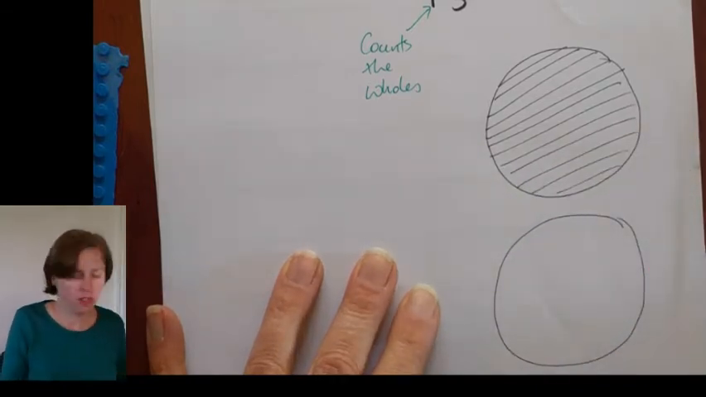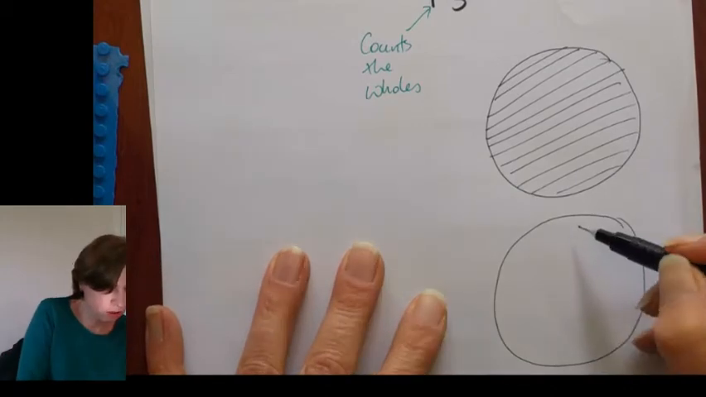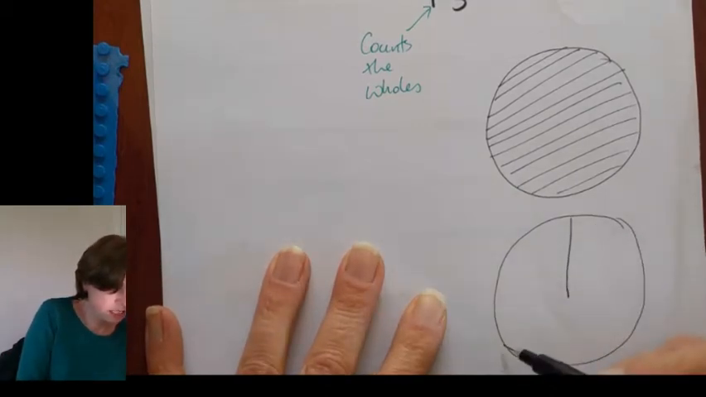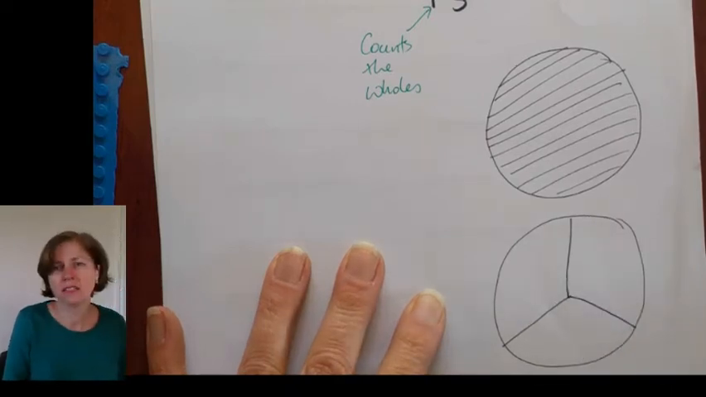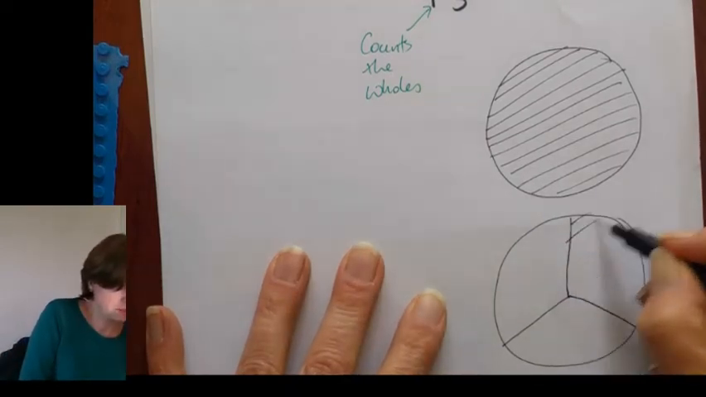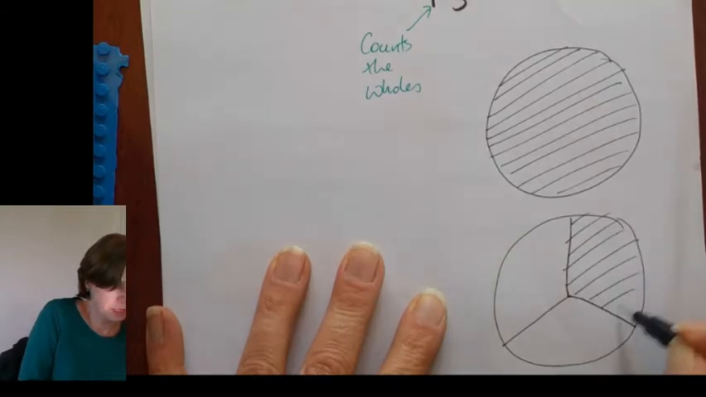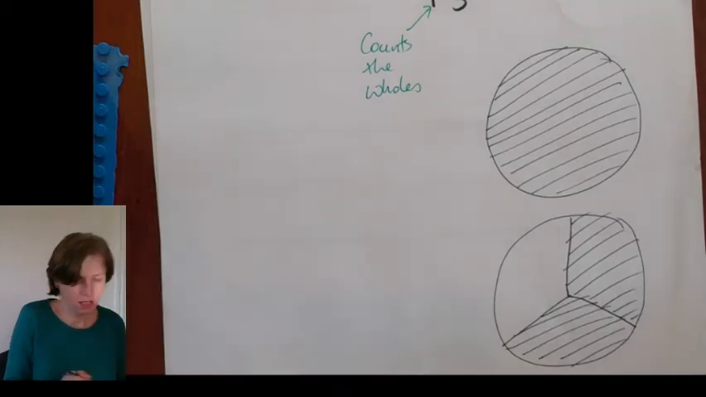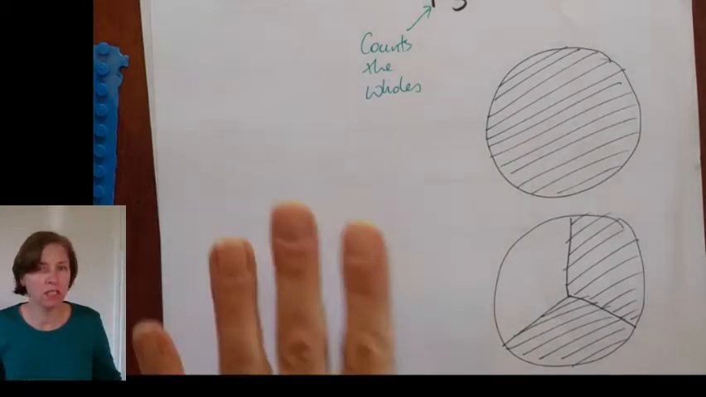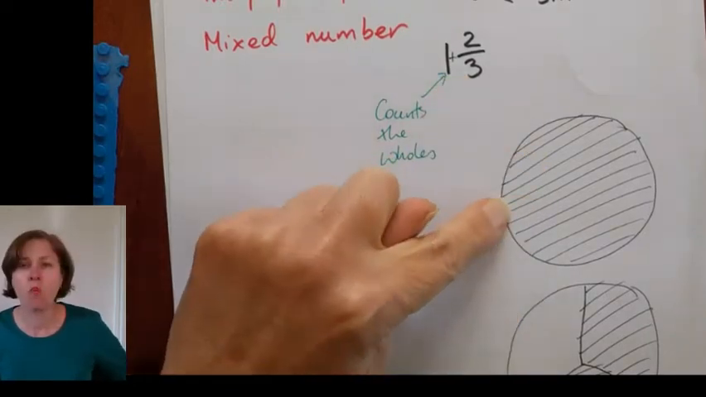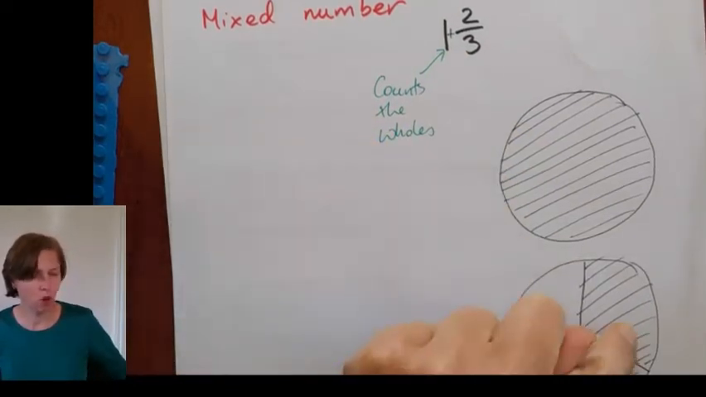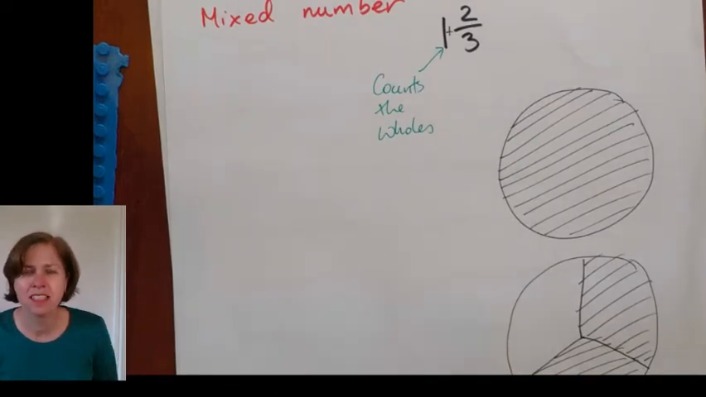And then 2/3. Thirds are tricky to draw with circles, but I'll do my best. I've just cut the cake into thirds. 1, 2, 3. I've got 2/3. There's 1/3. That's my second third. So that's 1 2/3. So remember, there's a kind of invisible plus there. I've got 1 whole plus I've got 2 pieces if the pieces are thirds.